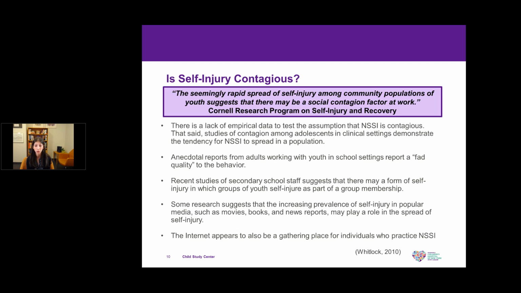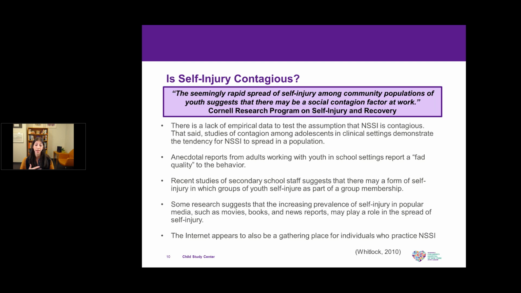Anecdotal reports from adults working with youth in school settings seem to report a fad-like quality to the behavior. And in addition, some research studies of secondary school staff suggest that there may be one form of self-injury in which groups of youth are self-injuring sort of as part of their group membership. Again, not all teens, but there's suggestion that there may be one form of self-injury that is done in this more group way.